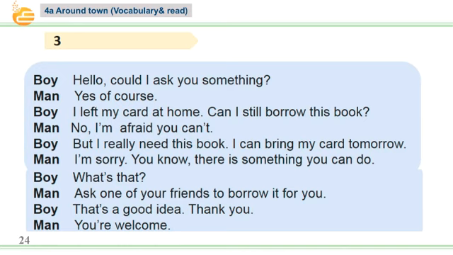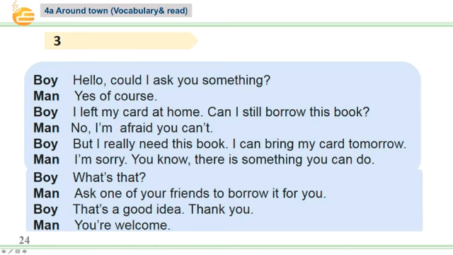Three. Hello, could I ask you something? Yes, of course. I left my card at home. Can I still borrow this book? No, I'm afraid you can't. But I really need this book. I can bring my card tomorrow. I'm sorry. You know, there is something you can do. What's that? Ask one of your friends to borrow it for you. That's a good idea. Thank you. You're welcome.